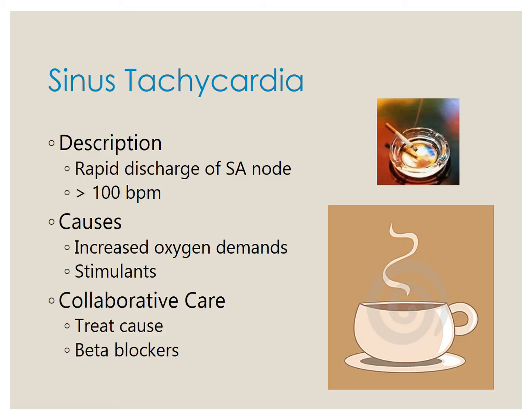So how do we fix this? We want to treat the underlying cause. So if it's someone that's dehydrated, we're going to hydrate them. If they have anxiety, we're going to try to use nice breathing techniques and try to talk them down, and we may have to give them some medication to help with that. They may be given some drugs like beta blockers, right? Beta blockers do slow the conduction of the heart rate. So if we have someone in sinus tachycardia, they may be given something like a beta blocker.